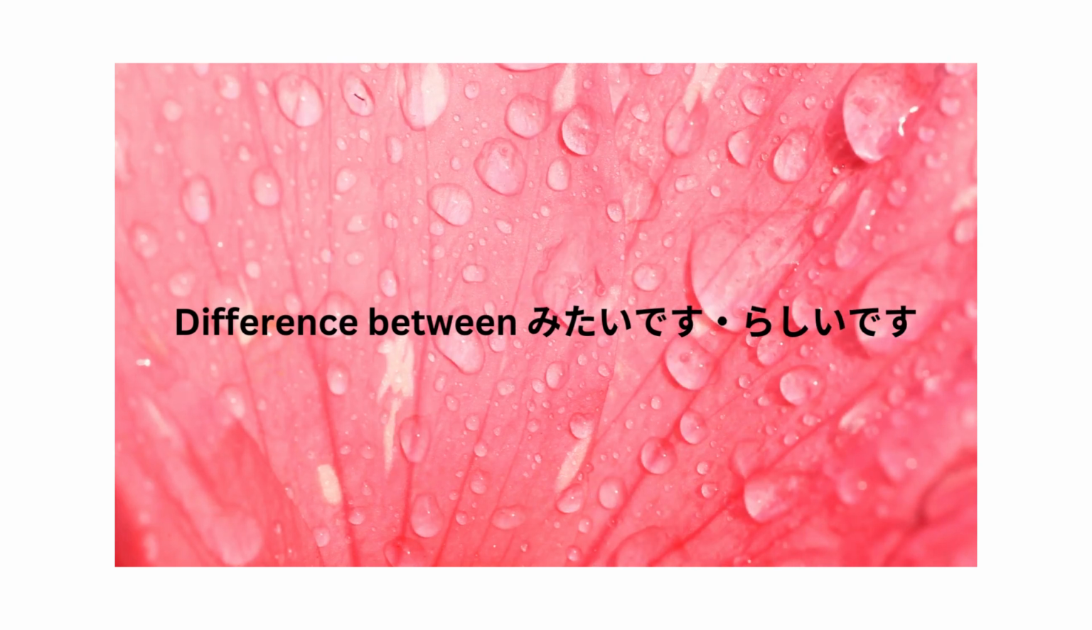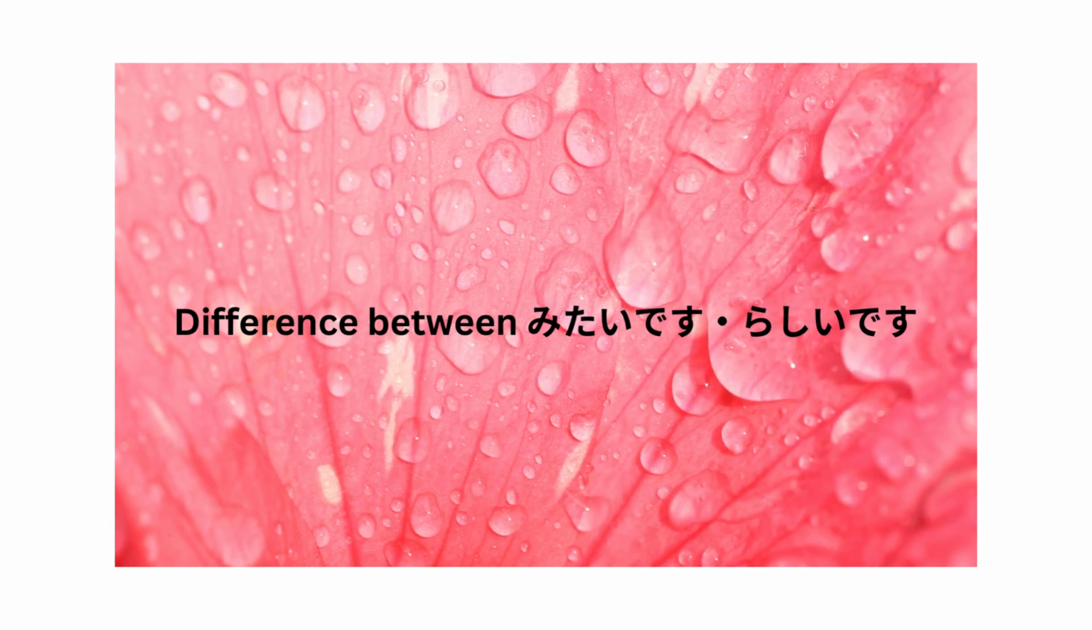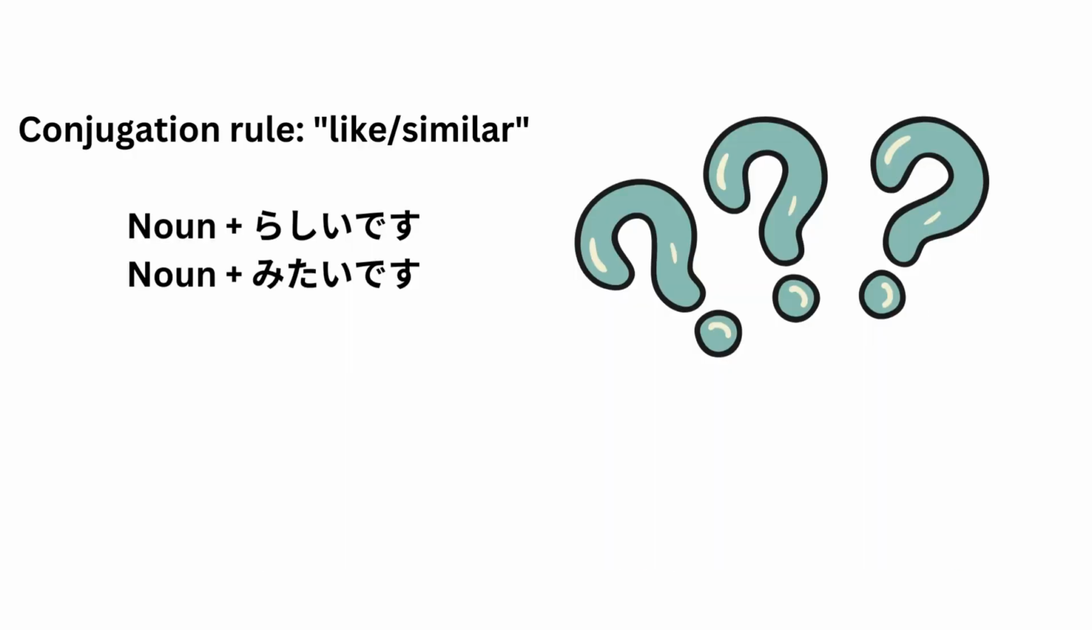Hello all. Today let's learn the difference between mitai desu and rashii desu. There are several uses for mitai desu and rashii desu, but today we will be sticking to the grammar point where both roughly translate to "like" or "similar to" in English. The conjugation rule for this particular usage is noun plus rashii desu or noun plus mitai desu.